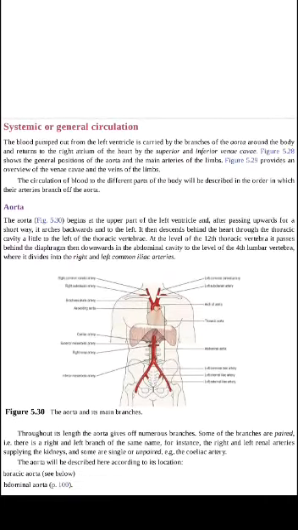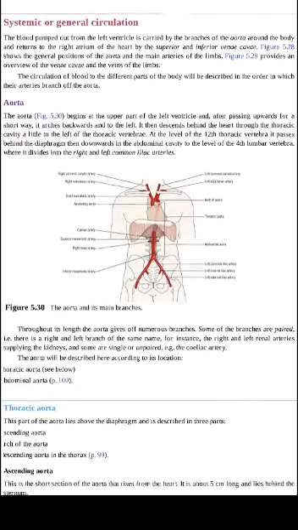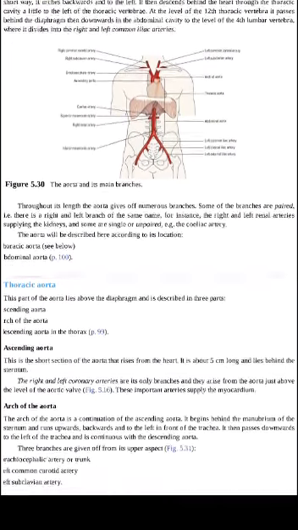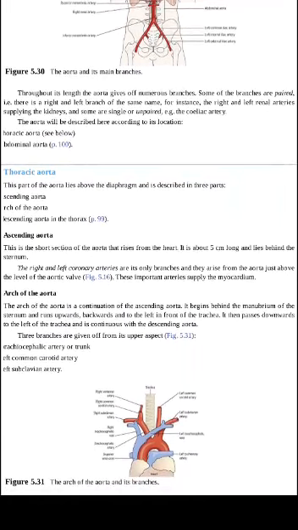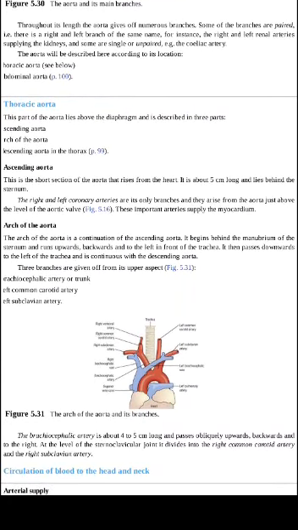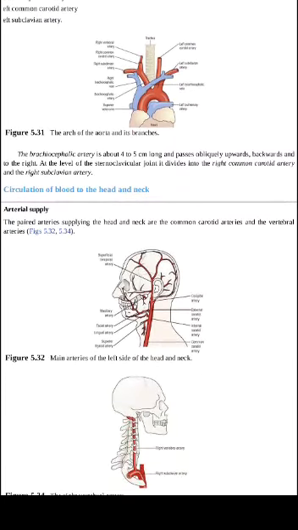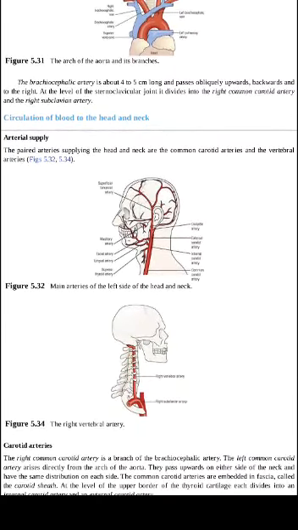Then we discussed the systemic circulation, how the aorta branches off from the heart, and what the parts of the aorta are. Then we discussed the thoracic aorta and its parts, that were the ascending aorta and the arch of aorta. Then we discussed the arterial branches or supply of the head and neck.